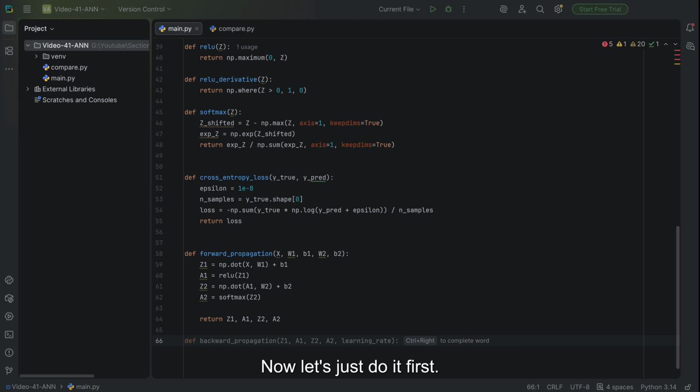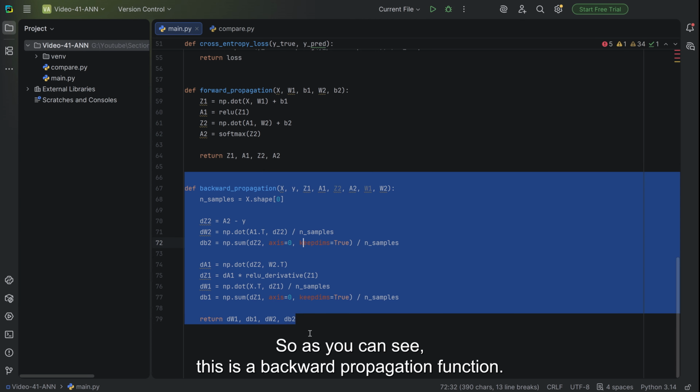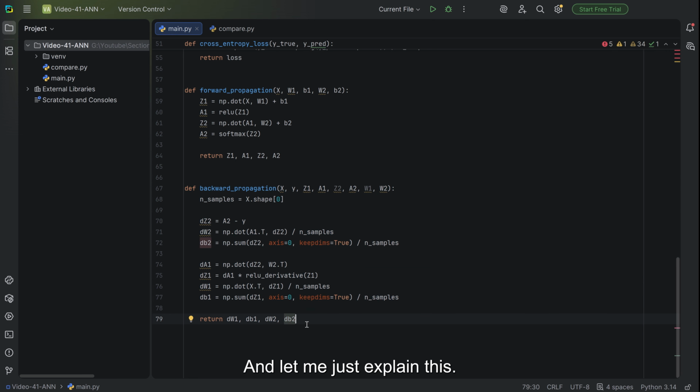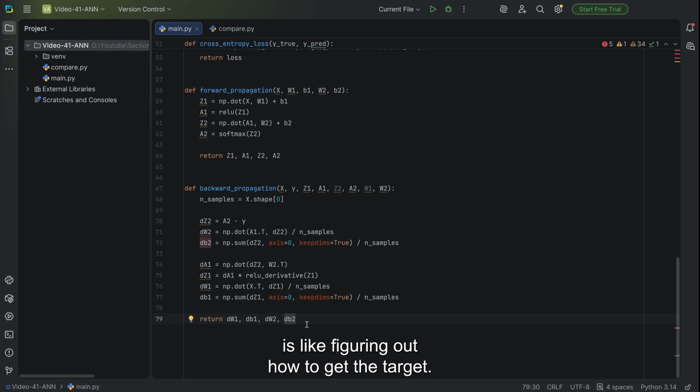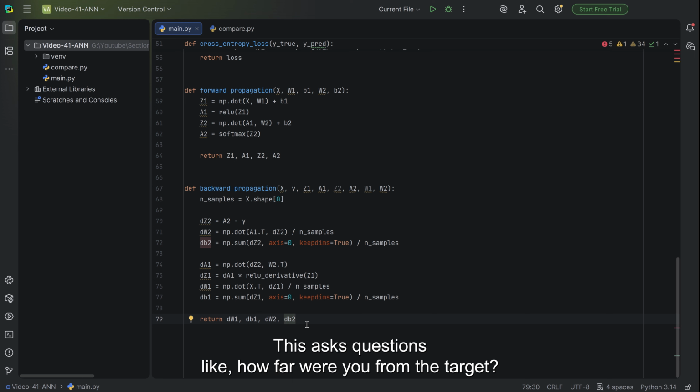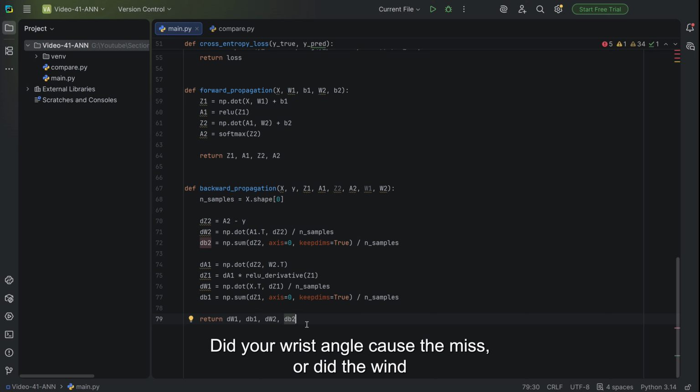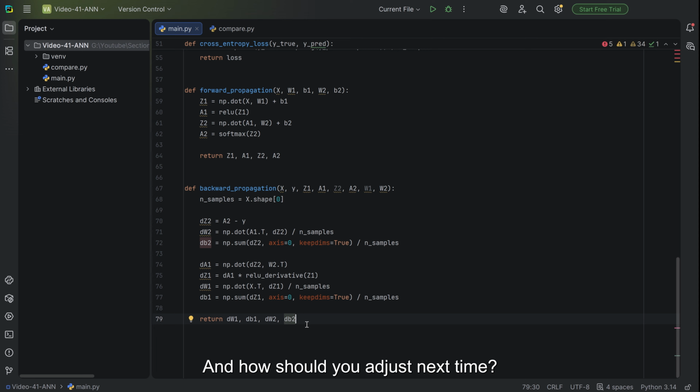Now let's just do it first. So as you can see, this is a backward propagation function, and let me just explain this. So imagine you're playing darts and you miss the bullseye. Backpropagation is like figuring out how to get the target. This asks us questions like how far were you from the target? Did your wrist angle cause the miss, or did your elbow position cause it? And how should you adjust next time? And this becomes an update.